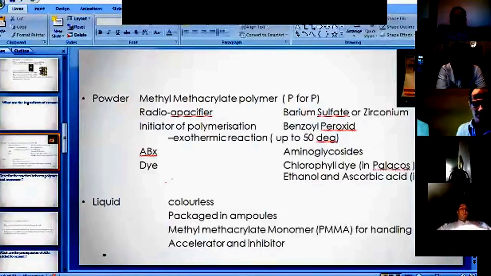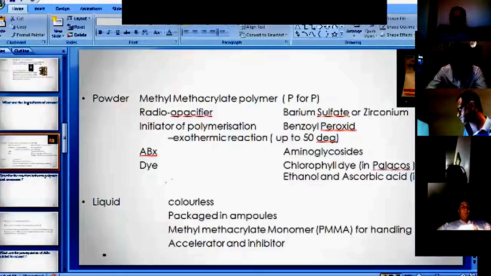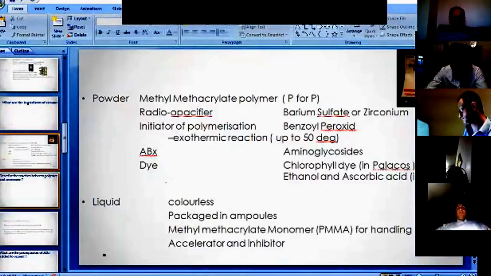So the powder starts the reaction with the initiator, and then the liquid takes over with the accelerator and the inhibitor. Obviously these have proper scientific names, but I think that will suffice if you say initiator, which I know is benzoyl peroxide, and there is also accelerator and inhibitor. Okay, guys, so these are the main components of cement. It's very useful for your MCQ part one, and also for the viva. This could come up.